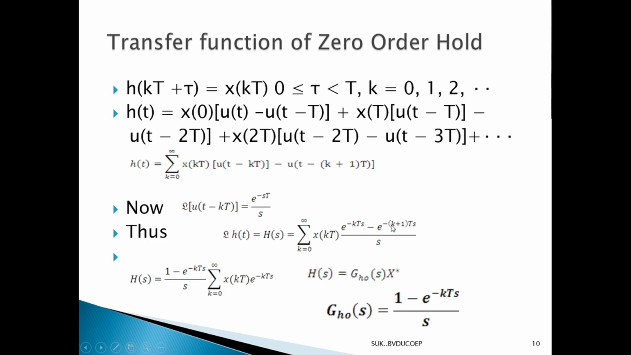I take e raised to minus kts common, and this is written as x(kt) e raised to minus kts. This particular thing is x star, that is the sampled signal, correct? This is the sampled signal, and this other part is considered the zero order hold signal. What is the significance of this? There is an integrator and there is a delayed signal. This is the equation of the zero order hold, the transfer function of the zero order hold.